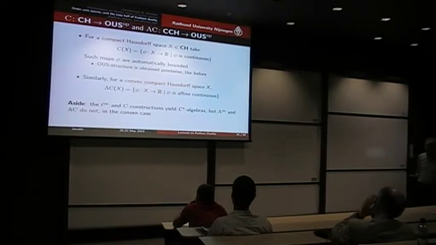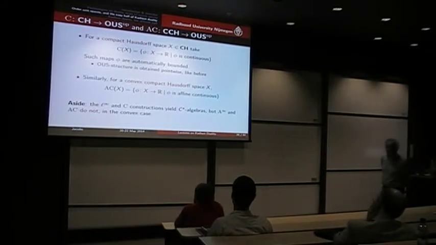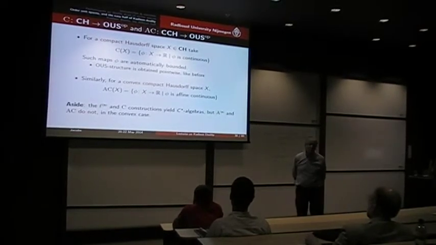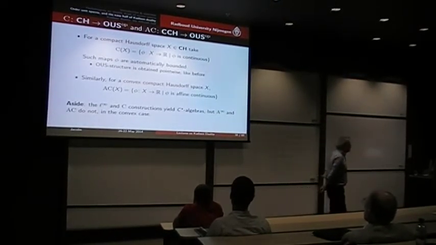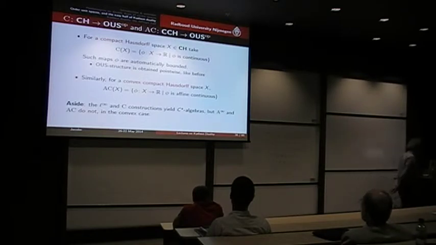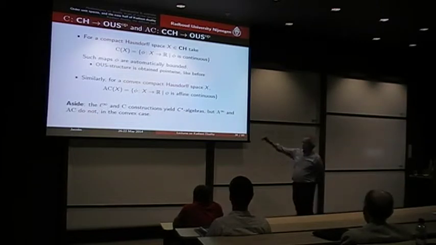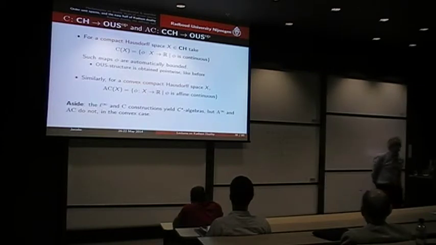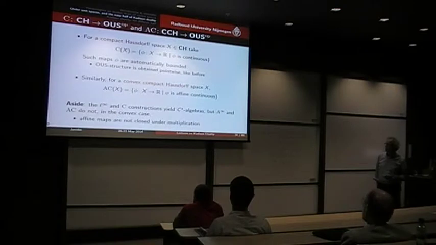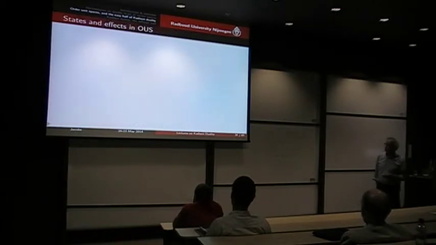As a side remark, the L infinity and C* constructions yield C-star algebras, but the other two constructions don't yield C-star algebras. Of course, you have to extend it to the complex numbers if you want to get the complex C-star algebras. So we're doing something else here, using the affine functions and what's known for C-star algebras, because the key property is that the affine maps are not preserved under multiplication.